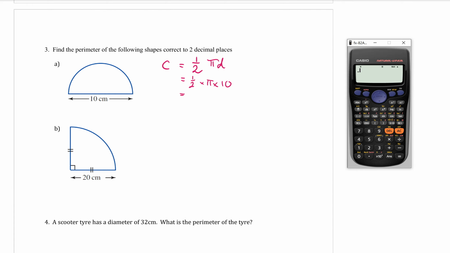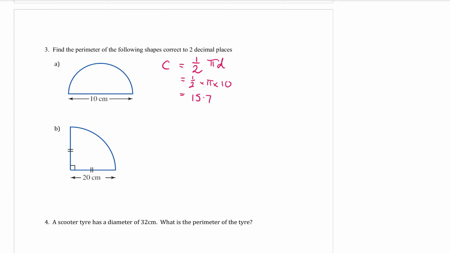in the calculator. So that's 15.71. Part B, we have a quarter of a circle. So we put a quarter in front of our formula. Now this is a radius because this would be the center of the circle here and the rest of the circle would go around. So the radius formula was 2 pi r.